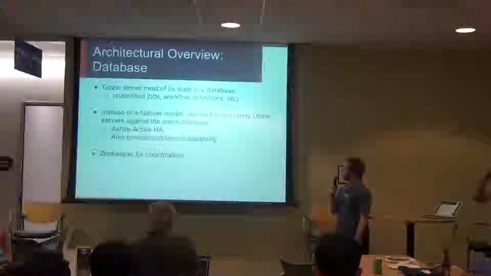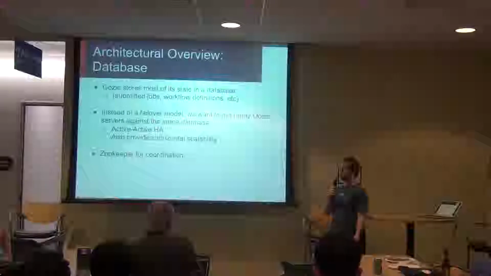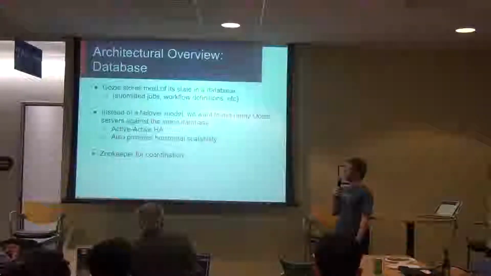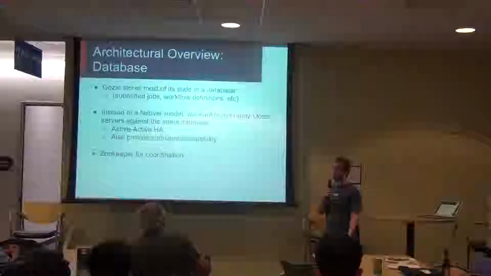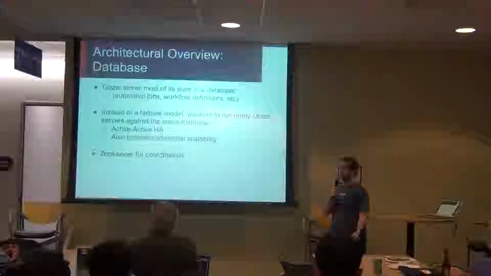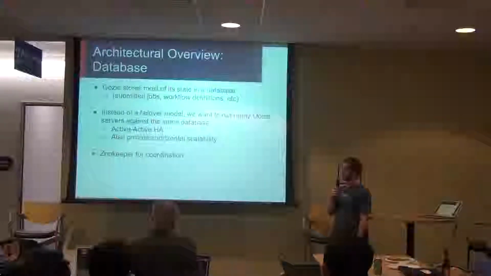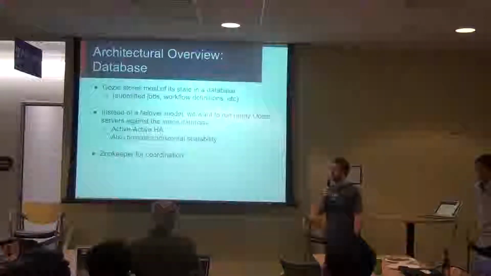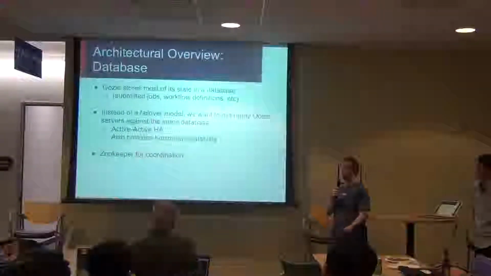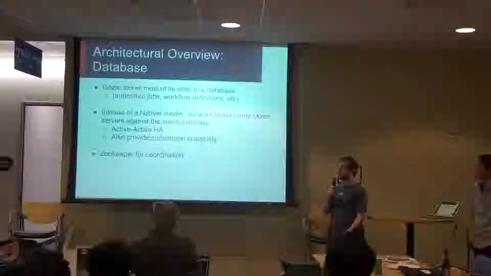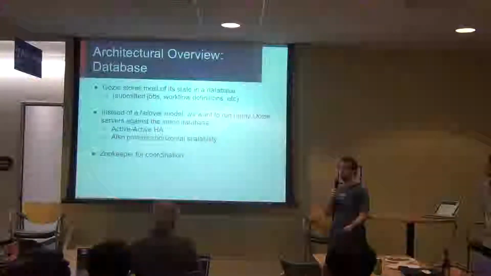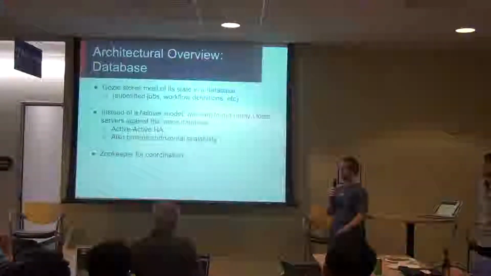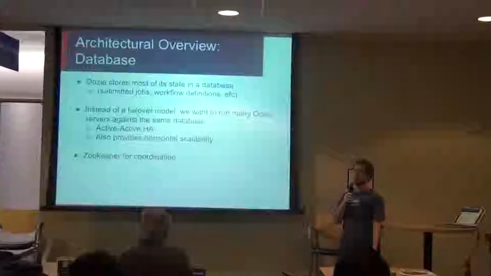So the first part of this architectural overview is how we talk to the database. Most of the Oozie state is inside of a database, and that includes the submitted jobs, the workflow definitions, current status of the jobs, all of that is in a database. So what we opted to do was active-active availability, which means that you have multiple Oozie servers all running like normal Oozie servers. So you can actually send requests to submit jobs or retrieve information to any of the servers. And they all talk to the same database, so they all have the same information.